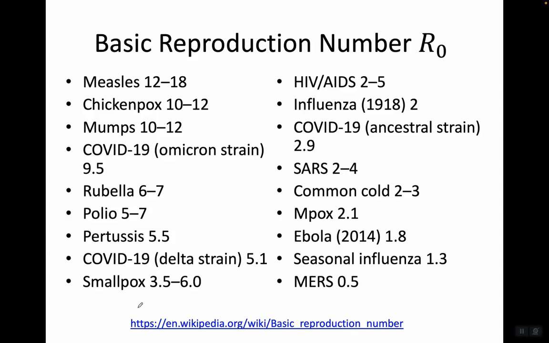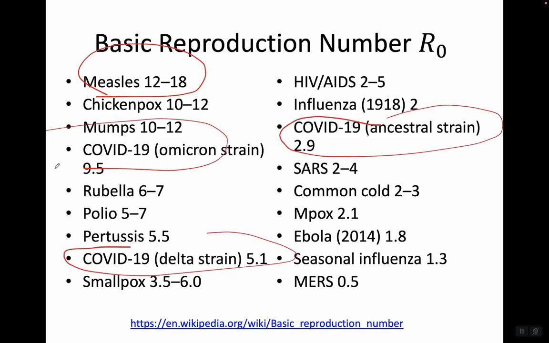Here are the basic reproduction numbers, R0, for diseases. This is a reflection of how infectious they are. At one end of the spectrum, you have measles, very, very infectious. Initially, COVID was not that infectious, but then the Delta strain, and especially the Omicron strain, were very infectious. And then, of course, common cold, not as infectious. MERS, even less infectious than that.